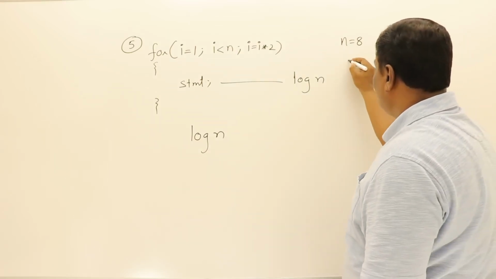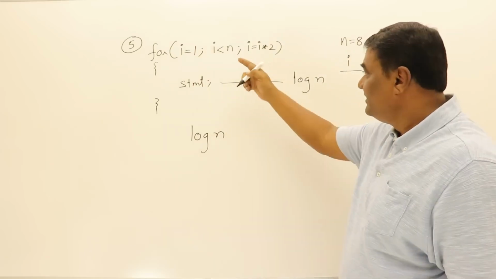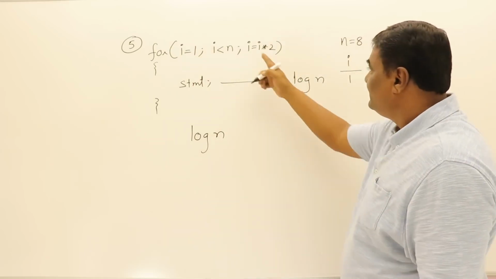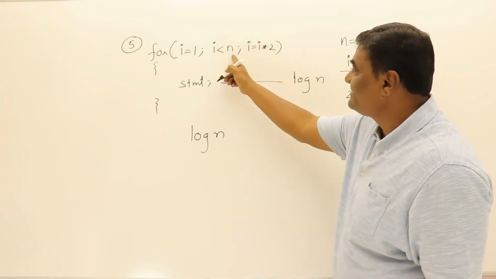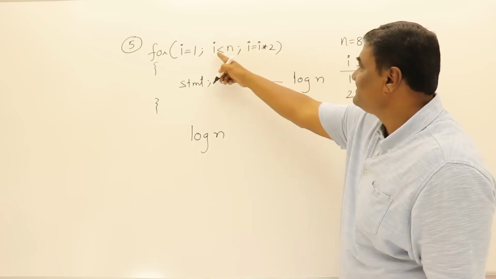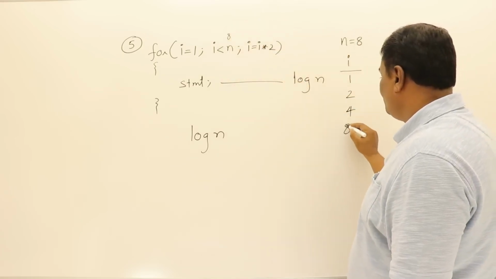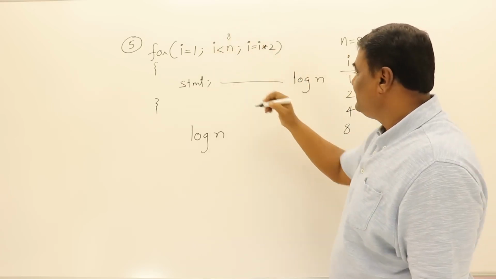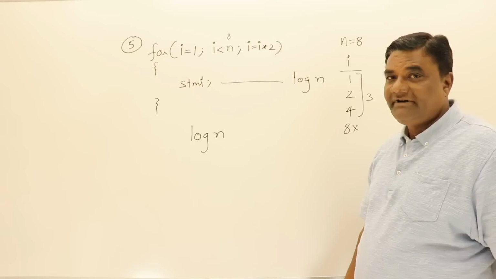Now, let us trace this one by taking a sample value. I is 1 initially, then I is multiplied by 2, so it is 2. 2 is less than 8, then again multiplied by 2, it is 4. 4 is less than 8, n is 8, right? So again multiplied by 2, now 8 is not less than 8, so it will stop. So total how many times is it repeating? It is repeating for 3 times.